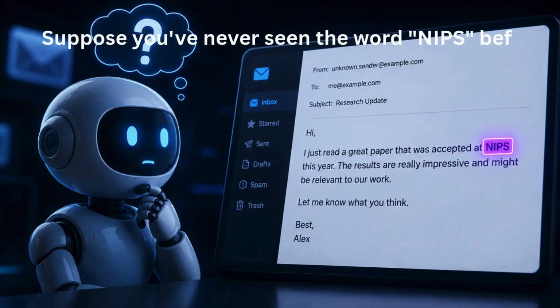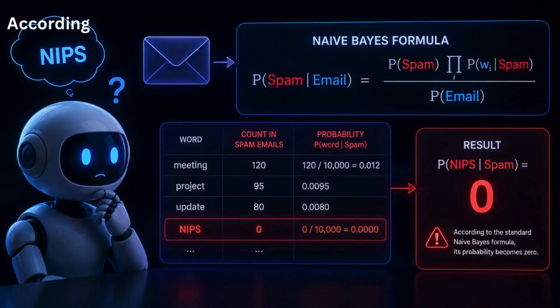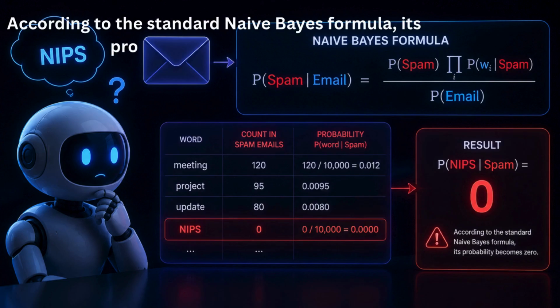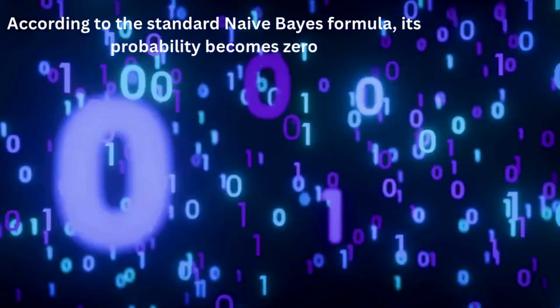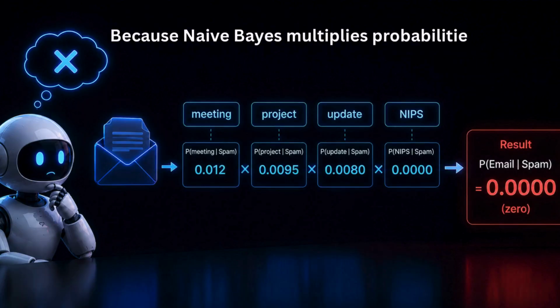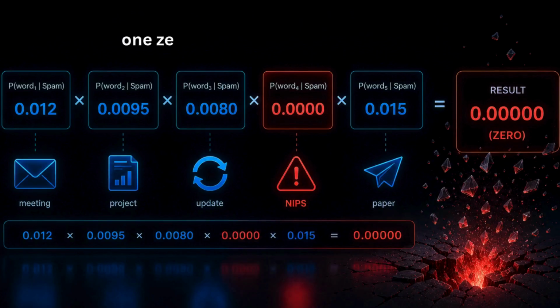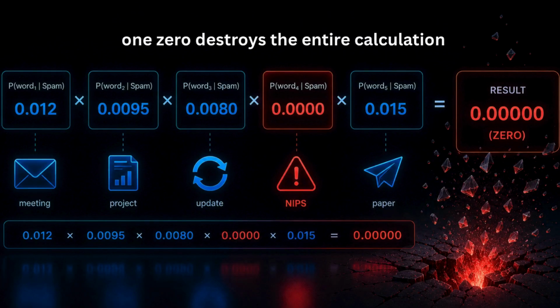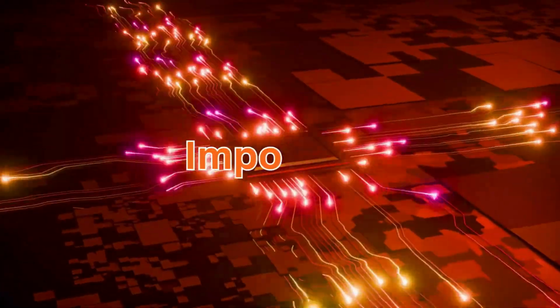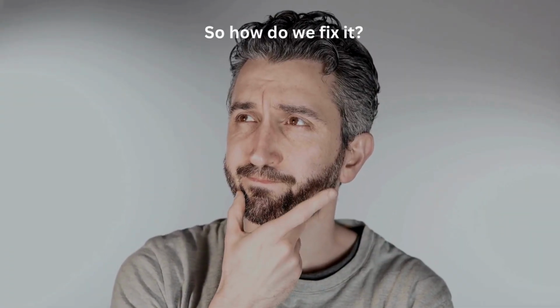Suppose you've never seen the word nips before. According to the standard naive Bayes formula, its probability becomes 0. And because naive Bayes multiplies probabilities together, one 0 destroys the entire calculation. The model isn't saying the word is unlikely. It's saying it's impossible. So how do we fix it?